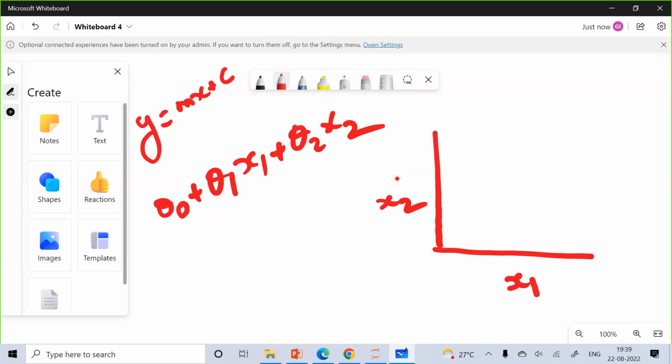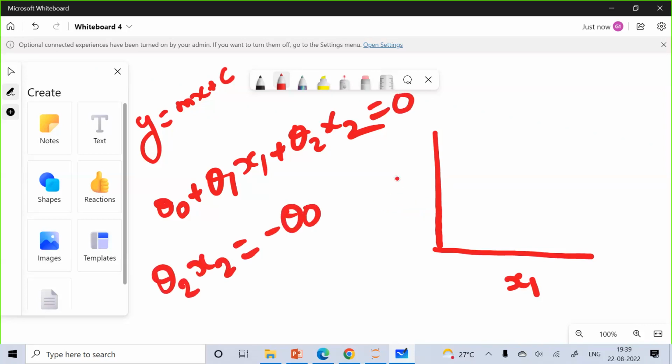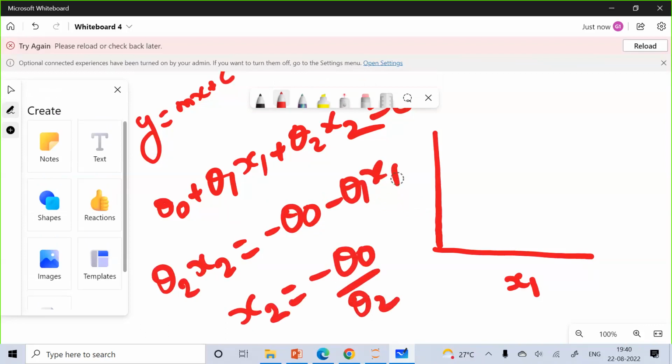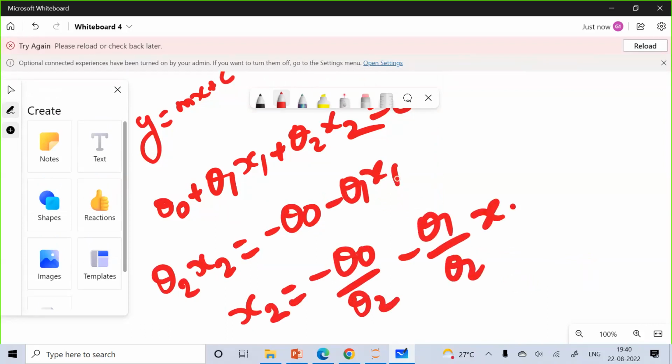But now you want to fit this line in such a way that x2 is the y coordinate. It means you can write it this way: theta 2 x2 is equivalent to minus theta naught minus theta 1 x1. So what is x2? Minus theta naught by theta 2 minus theta 1 by theta 2 x1. Am I right? Yes, sir. So the y coordinate is your second dimension x2.